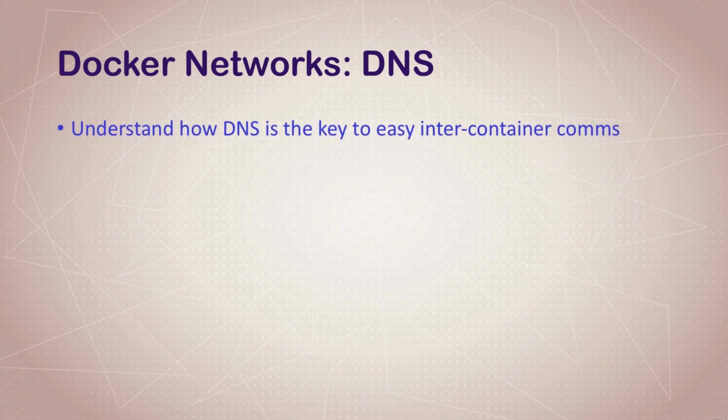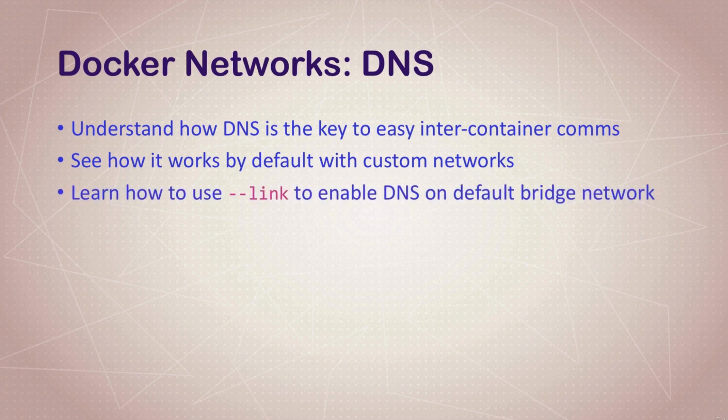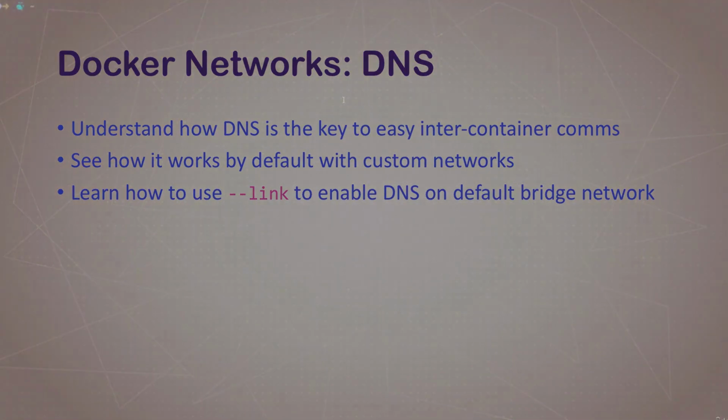And we're going to go over quickly how important it is that we have good DNS, because you can't rely on IP addresses inside containers since things are so dynamic. And we'll look at the differences between default and custom networks in regards to how they deal with DNS. And then we'll check out the --link option for container run for enabling DNS on the default bridge network.